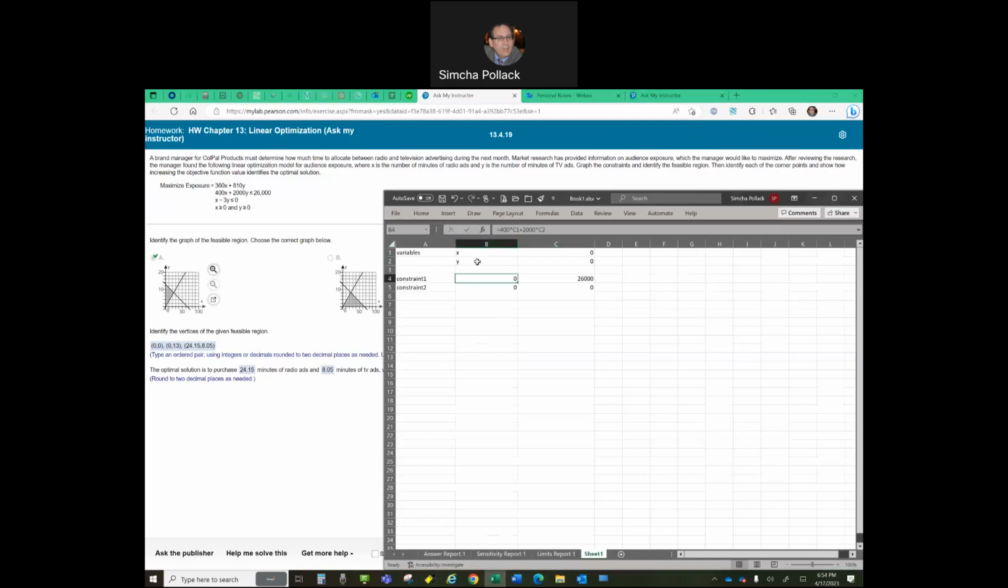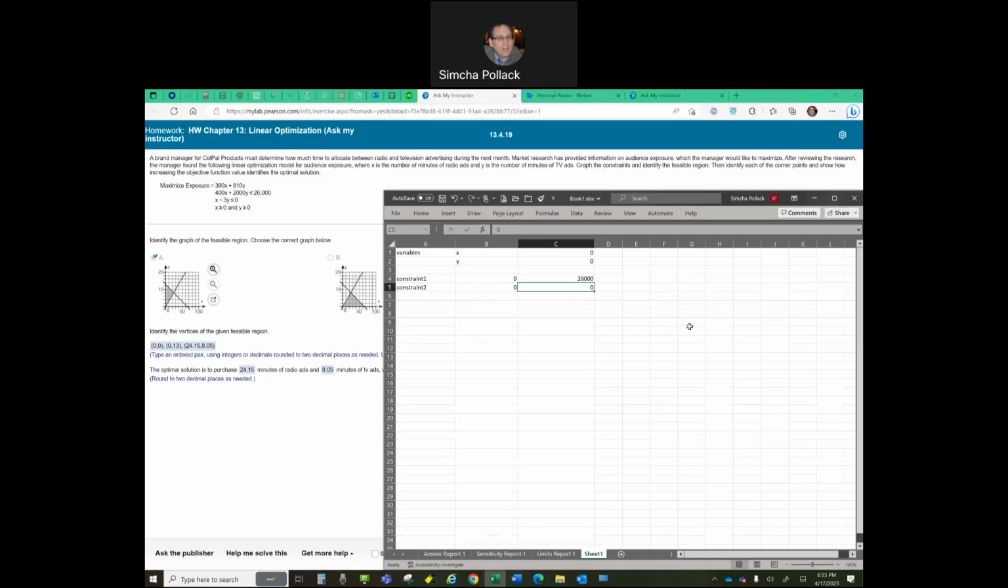You list the name of the variables. I don't think this is important. Call it the variable information, also not important. But you start out with the values of 0 and 0. Likewise, the constraint. The first constraint is 400x plus 2000y, which you can see up here, is less than or equal to 26,000. The second constraint is 1 times C1 minus 3 times C2, which is equal to 0, less than or equal to 0. So 0 goes here and the constraint goes here.